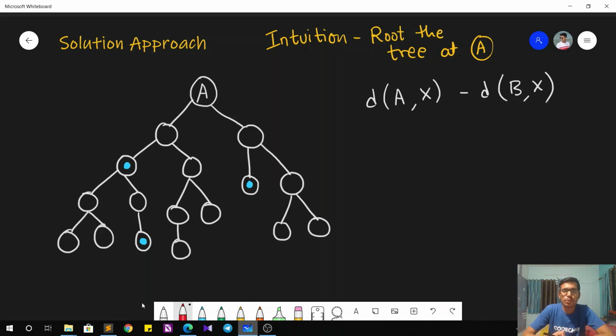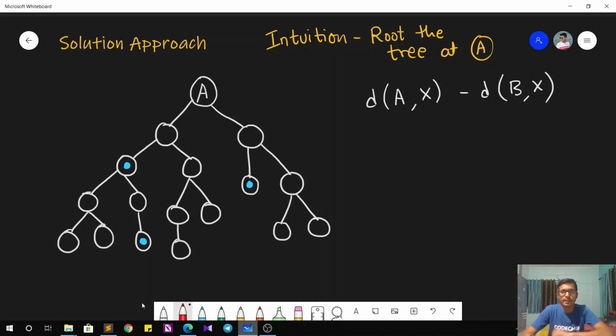First, we have to root the given tree at the node A. This comes as an intuition because the input that is given to us in the question statement is just the tree. They haven't provided us the root. So we have to set a root by ourselves. Instead of setting a random node as a root, we set A as our root.